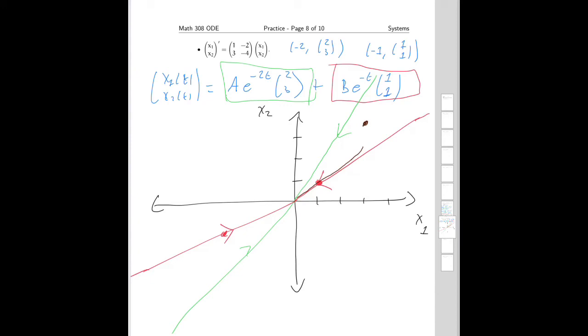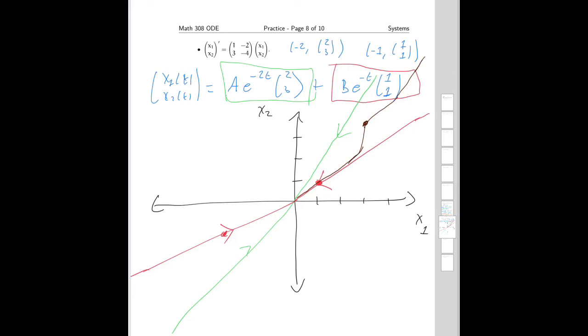And for very big negative values of t, we've got e^(-2t) and e^(-t). Both of those are going to be really big, but e^(-2t) is going to be even bigger if t is negative. And so those solutions are going to be parallel to the green vector. That's going to be the dominant vector. So it's going to look something along these lines.